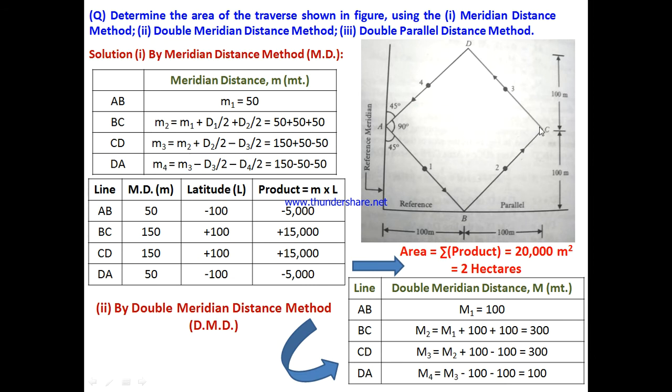So plus 50. Now here you can see this line for point 3, we are moving back to the west direction. So in this case we will take minus 50. The direction will change. So it will be equal to 150 plus 50 and minus 50. Now for case 4, if you need to calculate the meridian, first you need to cover this distance, this distance, this distance, and this distance.